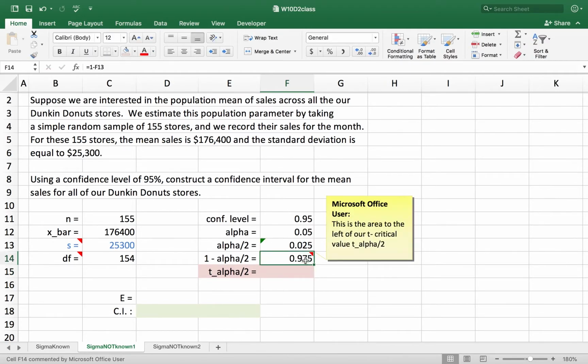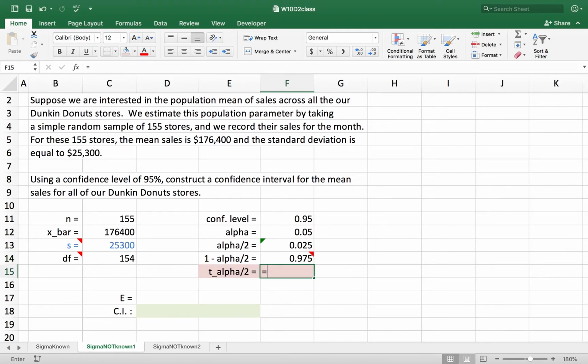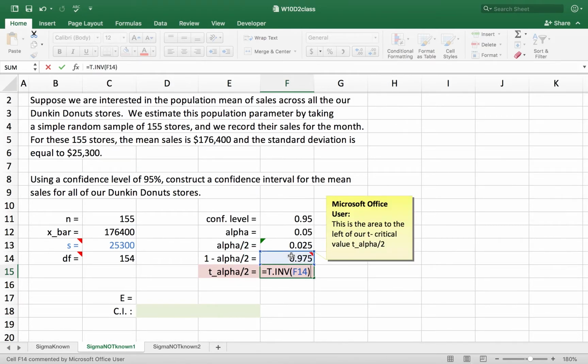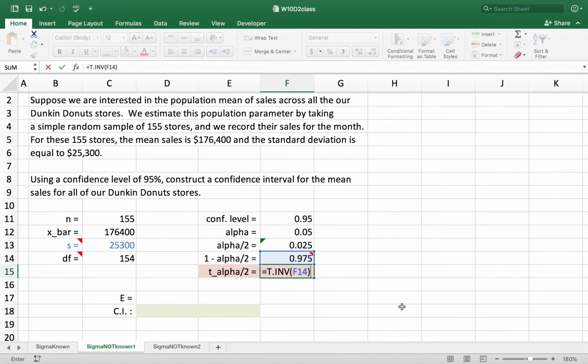And we left ourselves a little note here. This is the area to the left of the critical value, t alpha over 2, that we want to find. So this is what we're going to plug directly into the command T.INV. We're going to plug in the 1 minus alpha over 2, and this will give us the appropriate t critical value we want to use for this particular problem. And we have to use a t alpha over 2.